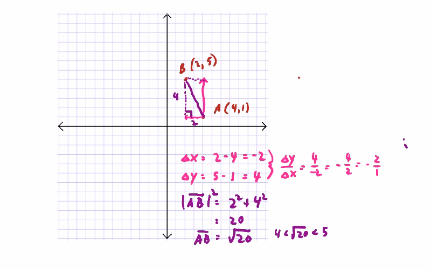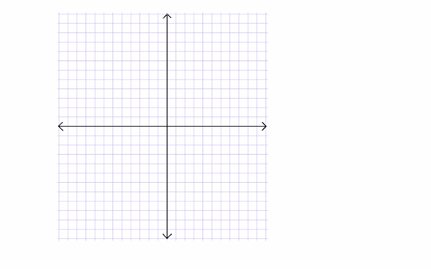Let's consider one more example. Let me clear the ink. Let's start with point A again and put that at 4, 1. But let's consider point C at -2, 4. And we want to once again find the change in the y value, the change in the x value, and the distance between the points.